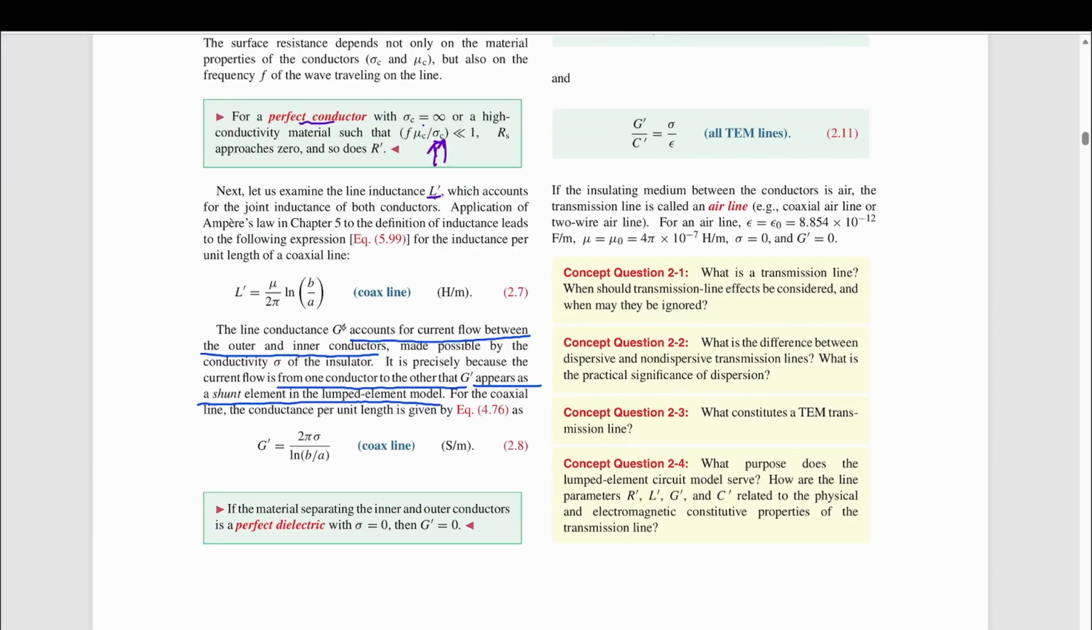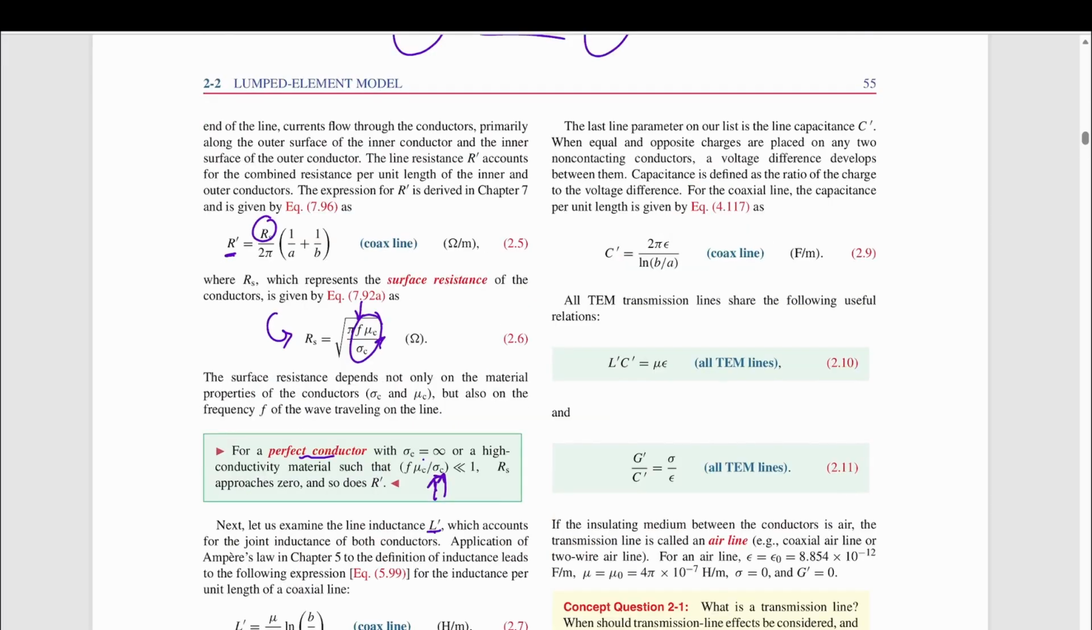The line conductance, G', accounts for the current flow between the outer and inner conductors. As we said, G' is concerned with the material between them. It accounts for the current flow between the inner and outer conductor, made possible by the conductivity of the insulator. It's precisely because the current flow is from one conductor to the other that G' appears as a shunt element in the lumped element model. For the coaxial line, the conductance per unit length is given by this equation. If the material separating the inner and outer conductors is a perfect dielectric with sigma equals 0, then G' equals 0.